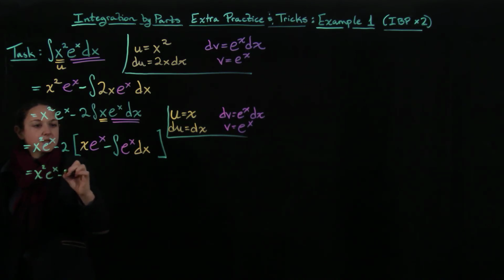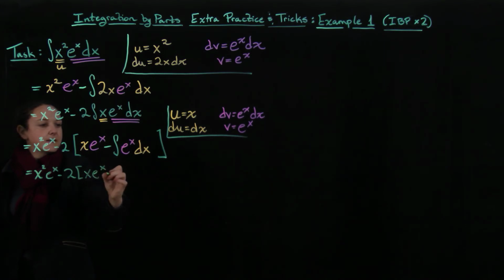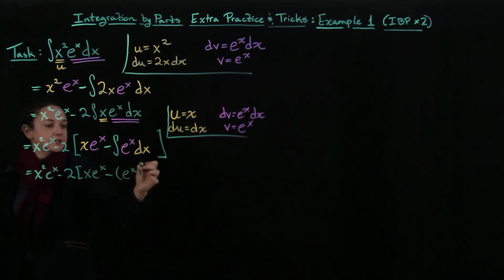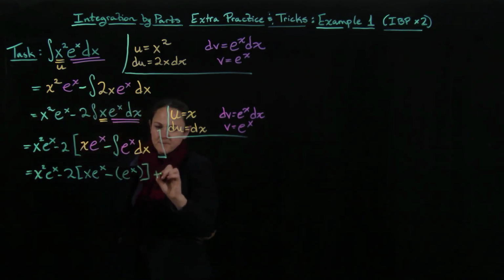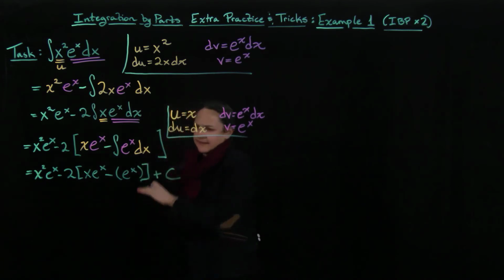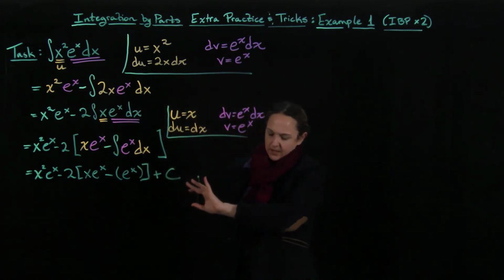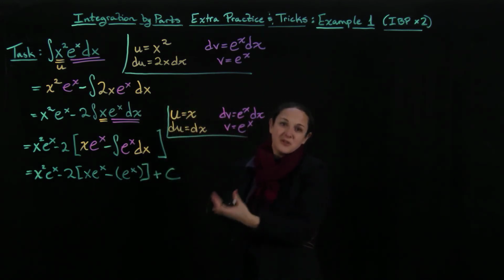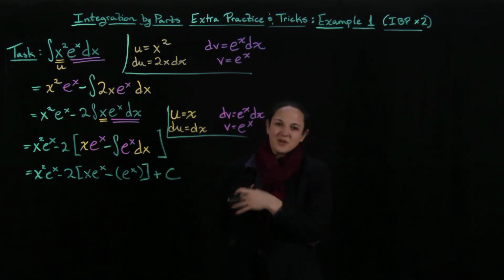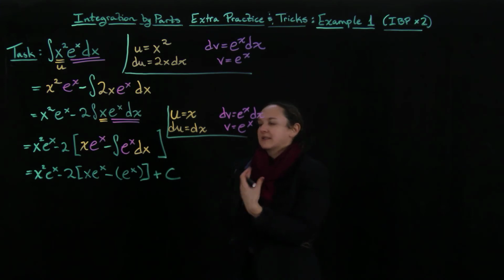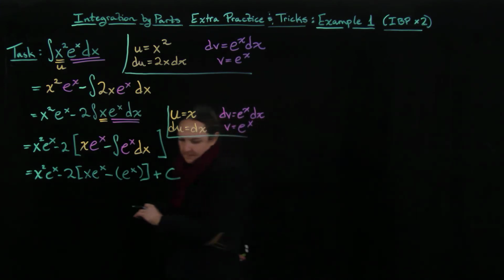e to the x minus 2 times, and then I have x e to the x minus, and then I just have whatever this antiderivative is, which is just e to the x. And I have a plus c. I waited to put the plus c until I'd done all of my integration, because we know we can just group constants, because they're closed under multiplication by constants and addition of constants. Okay.